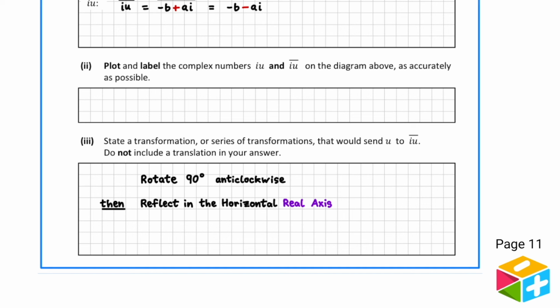In the final part of the question, we must state a series of transformations that would send U to IU conjugate. Algebraically, 2 things have happened here. We've multiplied by I, then taken the conjugate. In terms of transformations, multiplication by I corresponds to a rotation of 90 degrees anti-clockwise. Taking a conjugate corresponds to reflecting in the horizontal real axis. Putting these two transformations in sequence gives us our answer.